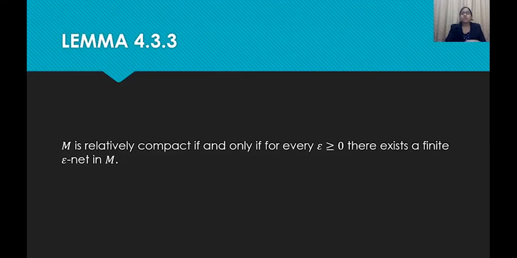So this was our lemma that stated that M is relatively compact if and only if for every epsilon greater than 0, there exists a finite epsilon net.